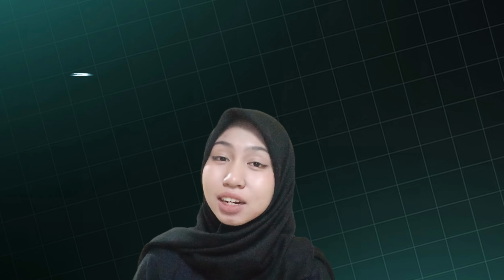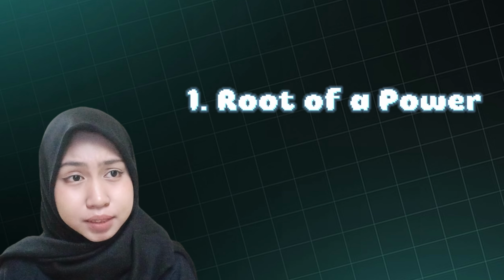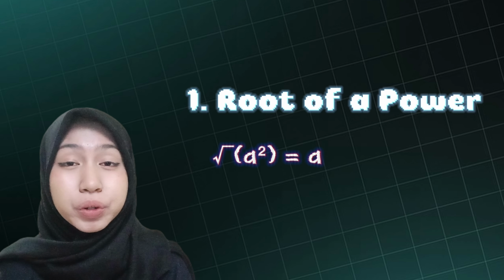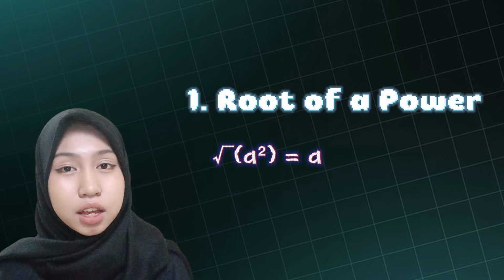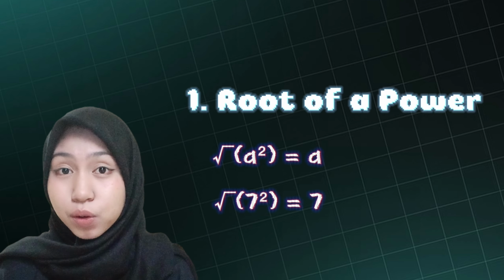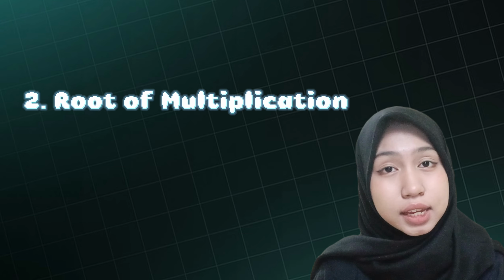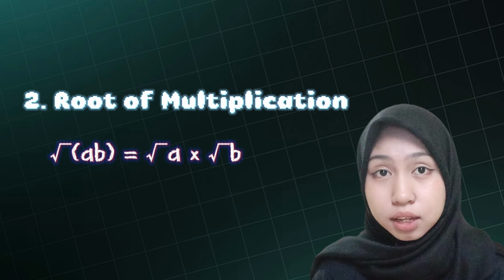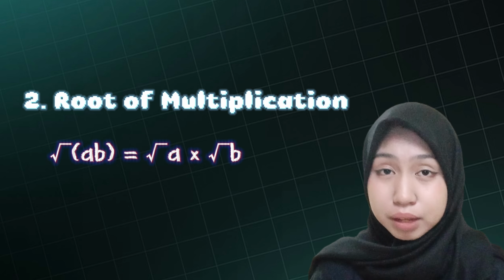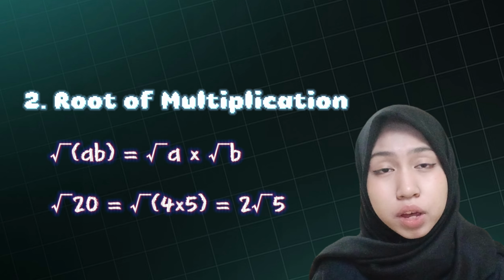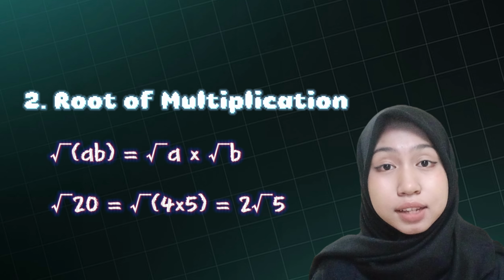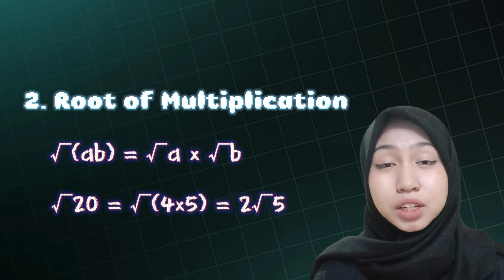In roots, there are three properties. The first is root over power. The formula is square root of a squared equals a. For example, square root of 7 squared equals 7. The second property is root over multiplication. The formula is square root of ab equals square root of a times square root of b. For example, square root of 20 equals square root of 4 times 5, which equals 2 square root of 5.